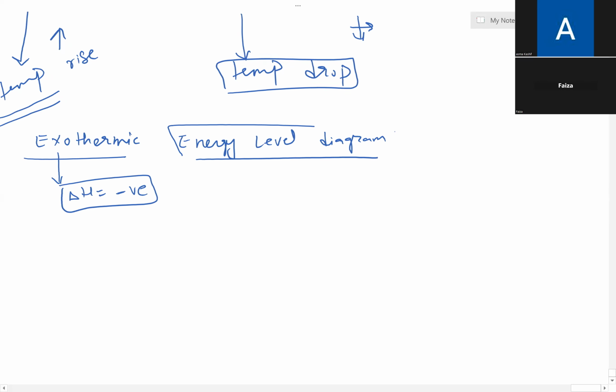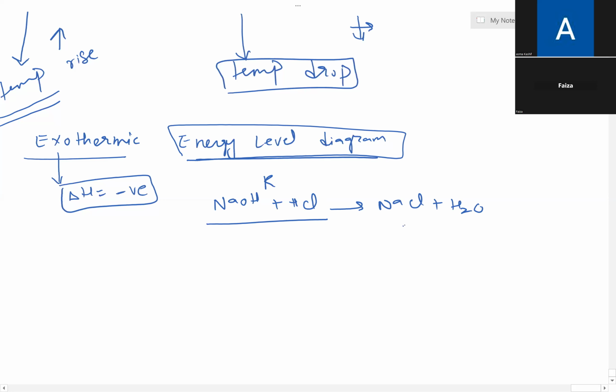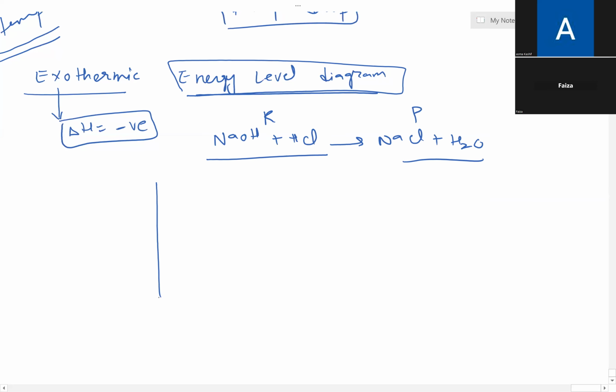Now, if I want to draw an energy level diagram for the reaction as I am having NaOH plus HCl, that is giving you NaCl plus H2O. So that means this is my reactant and this is my product. So when you are drawing energy level diagram, you are going to make X and Y axis. Do remember for the y-axis, this is your energy. Now do remember when you are having an exothermic, you are going to write reactant up, and down over here, you are going to write product.